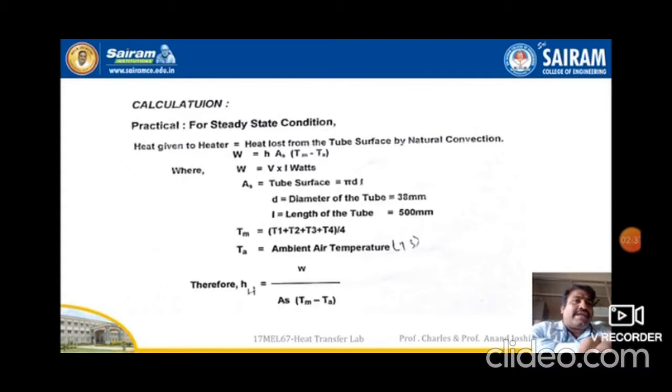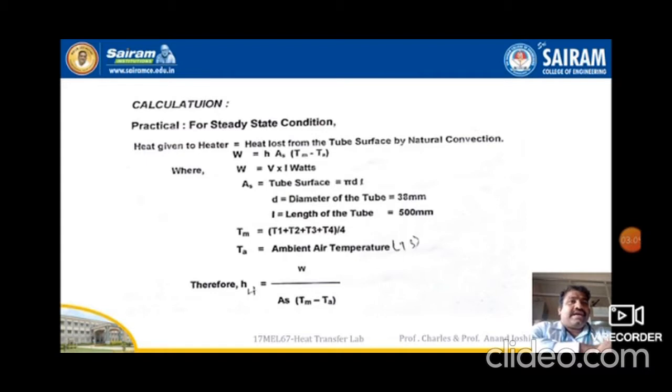Suppose you are going to calculate for the practical case. For steady state condition you have to use this formula: heat given to the heater is equal to heat loss from the tube surface by natural convection. By the energy balance equation, Q, or in this case W, is equal to h A_s delta T, that is h A_s (Tm minus Ta), where W is equal to V into I, that is voltage and current, the heat input.